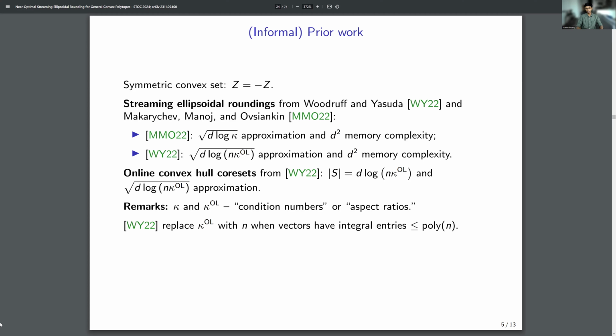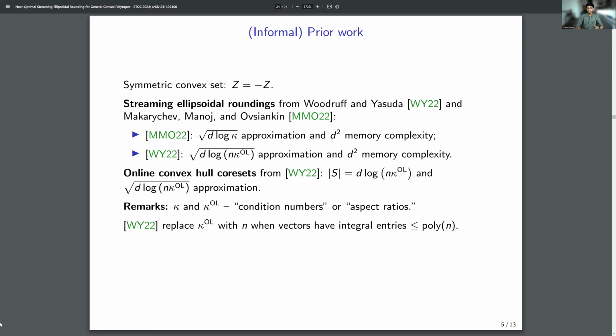So just a few remarks are in order here. So I introduced these terms kappa and kappa OL. Let's always think of these as maybe representing the condition numbers of the convex set, or a matrix associated with the convex set, or the aspect ratio of the convex set. So it encodes in some sense how stretched out or how oblong the convex body that we're considering is.